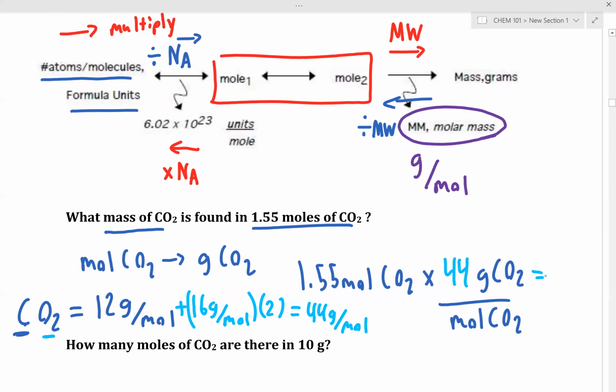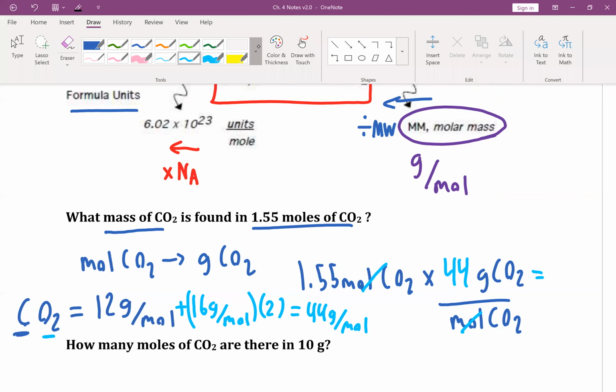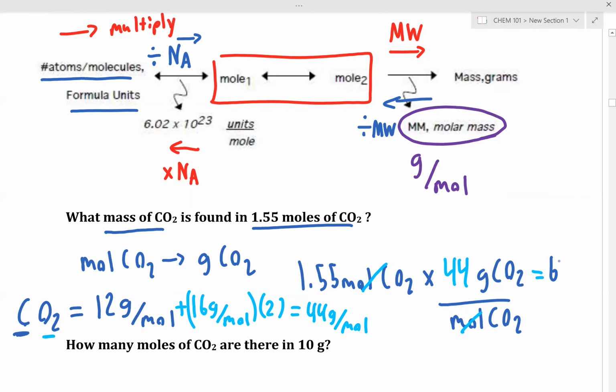Okay. Punching that into our calculator, we have 1.55 times 44. And that gives us 68.2. So moles cancel, and we report out our final units as 68.2 grams of carbon dioxide.